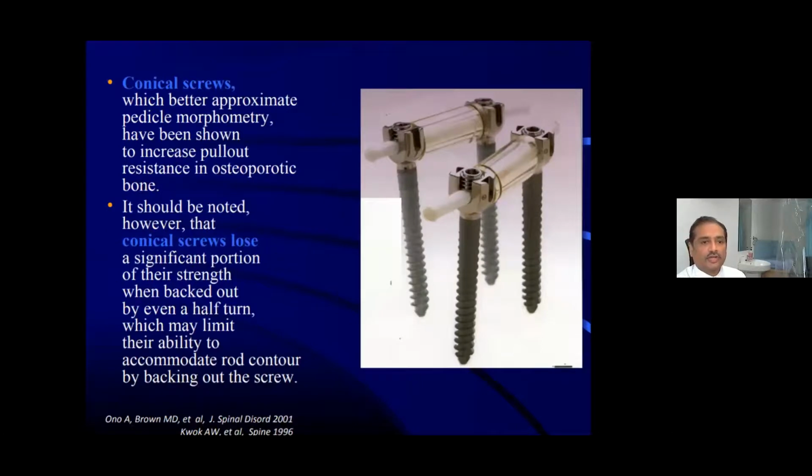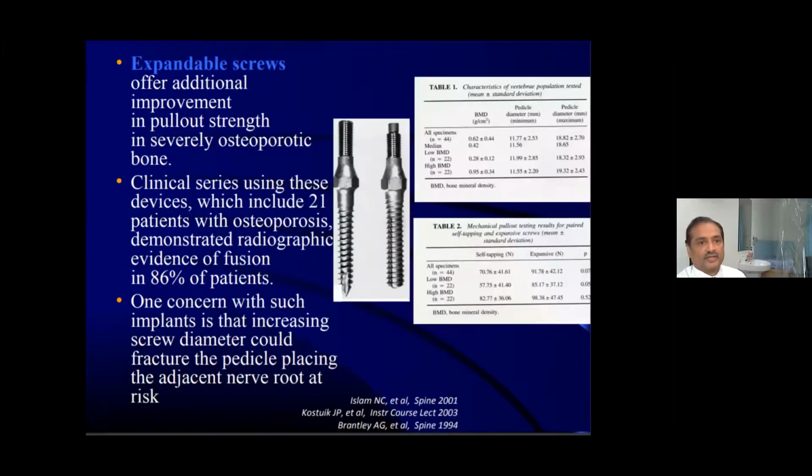So it has been found that conical screws are better. The advantage with the conical screw, especially in osteoporosis, is that the pull-out strength is much better. However, once the screw has been placed, if you back it out or turn it back, the fixation ability will be lost. So expandable screws have been reported since the last few decades, and they've been found to have wonderful pull-out strength in these patients.